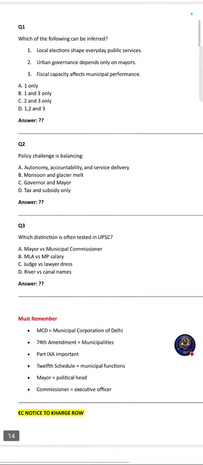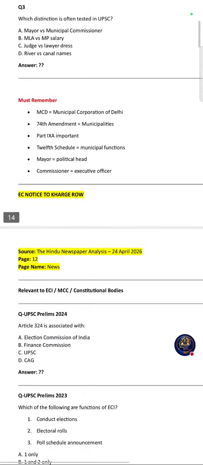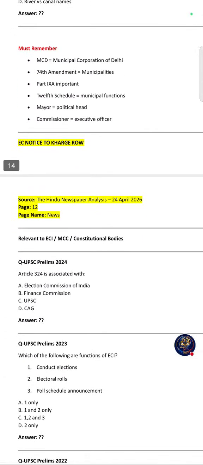Next, policy challenge is balancing A. Autonomy, accountability and service delivery. A option is correct. So next we will see must remember points.